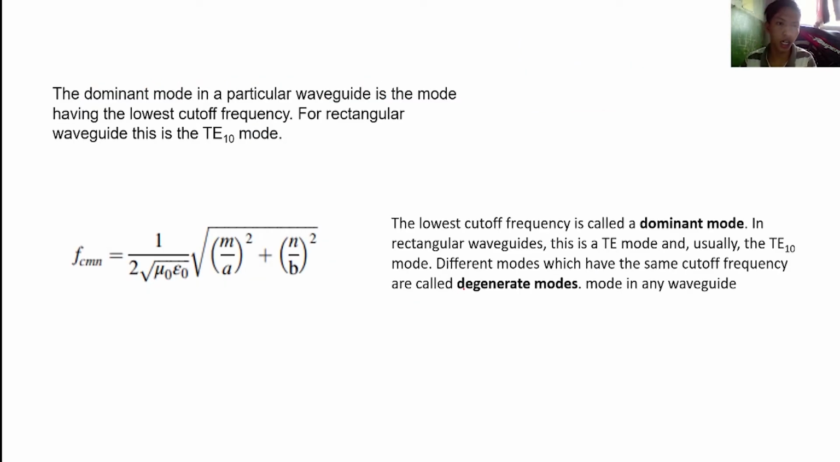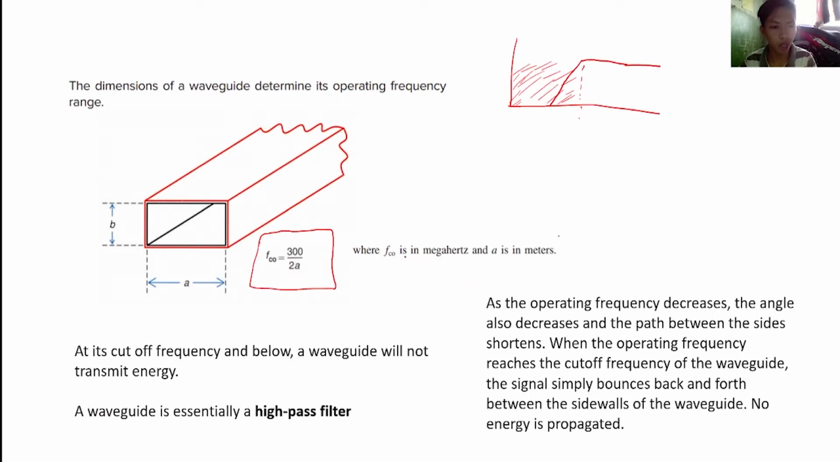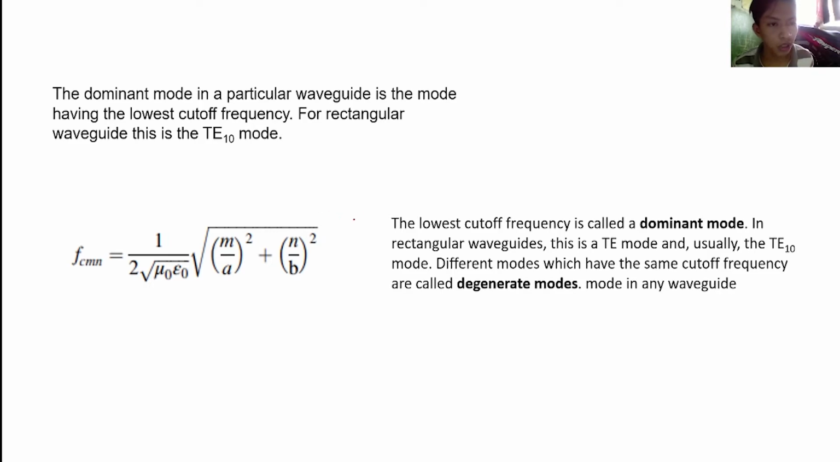So, as I said, I'm going to discuss the basis of this one. The dominant mode in a particular waveguide is the mode having the lowest cutoff frequency. For a rectangular waveguide, this is TE10, where the 1 corresponds to M and the 0 corresponds to N.